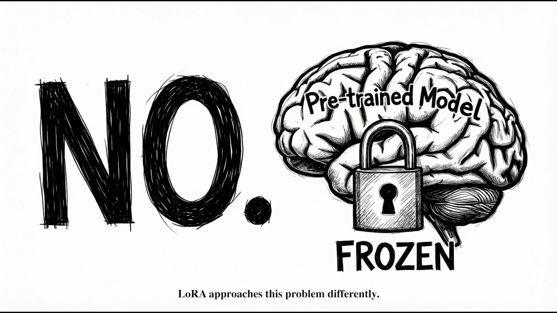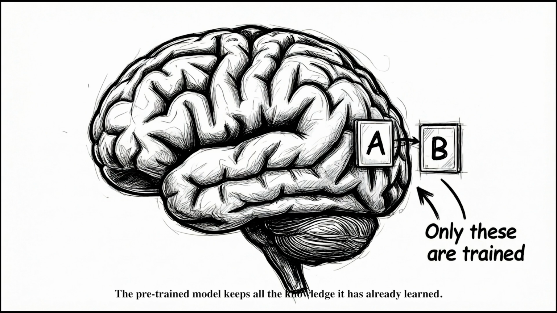LoRA approaches this problem differently. Instead of changing the original model, it freezes every parameter inside it. The pre-trained model keeps all the knowledge it has already learned. Then LoRA inserts additional trainable matrices into selected layers of the transformer. Only these new matrices are updated during training.